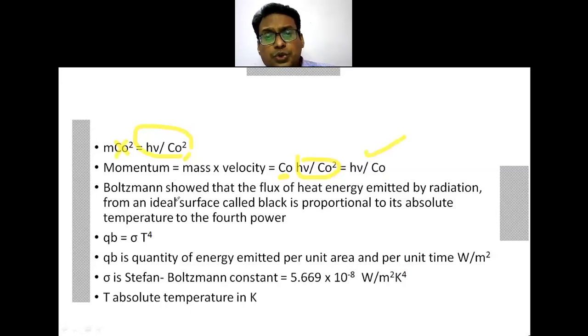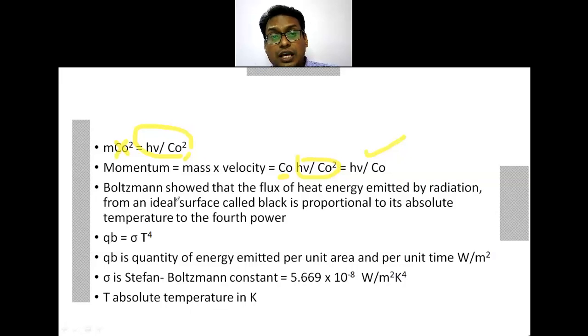Then Boltzmann showed that the flux of heat energy emitted by radiation from an ideal surface, called the black body, is proportional to its absolute temperature to the fourth power.